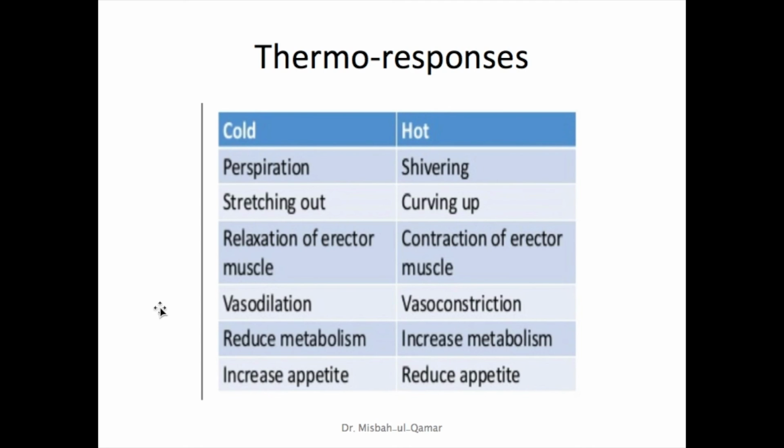Similarly, when the body temperature falls below the set point and the body has to gain heat, then there are mechanisms for heat generation, such as shivering and vasoconstriction. The metabolism is quite increased. There is also the contraction of the erector pili muscle to trap a thin layer of air around the body.